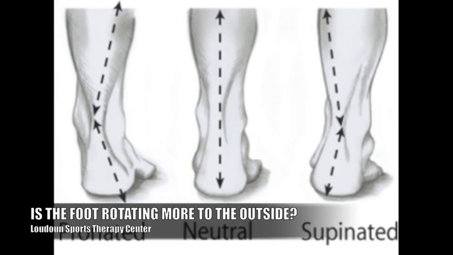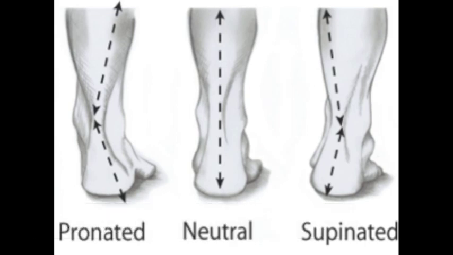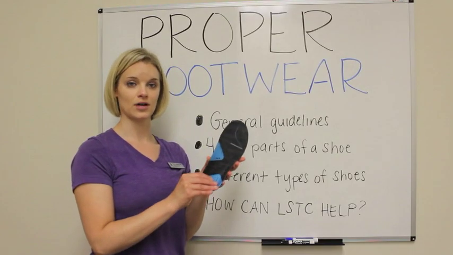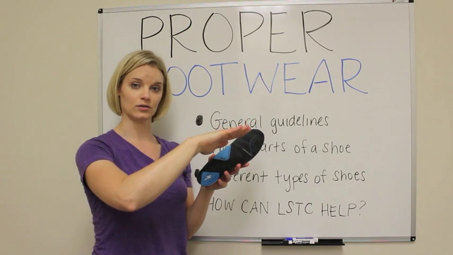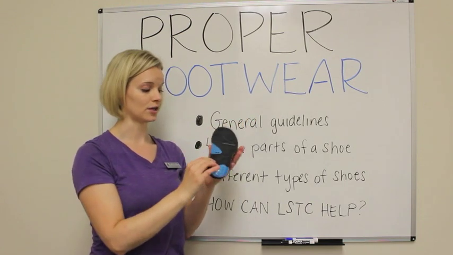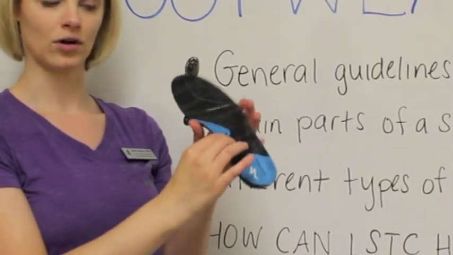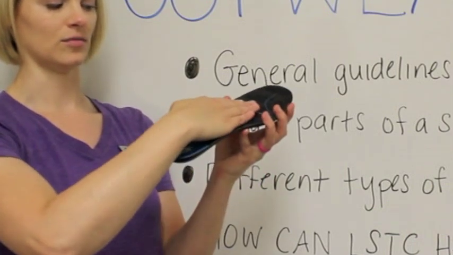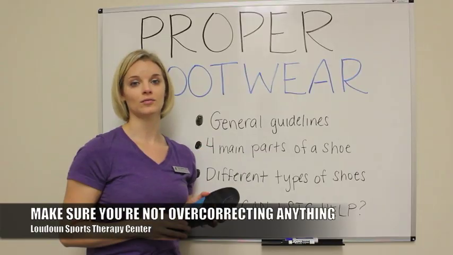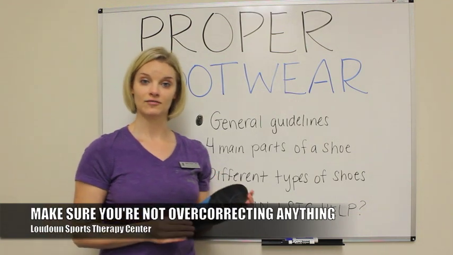Or are you supinated here, where you're putting more pressure and kind of rotating a little bit onto the outside of your foot? That is also going to play a big role in your shoe selection and also with arch support. If you are somebody who has a tendency to pronate and put a little bit more pressure on the inside of your foot, you're going to want something with a little bit more of a medial arch to build up that stability.